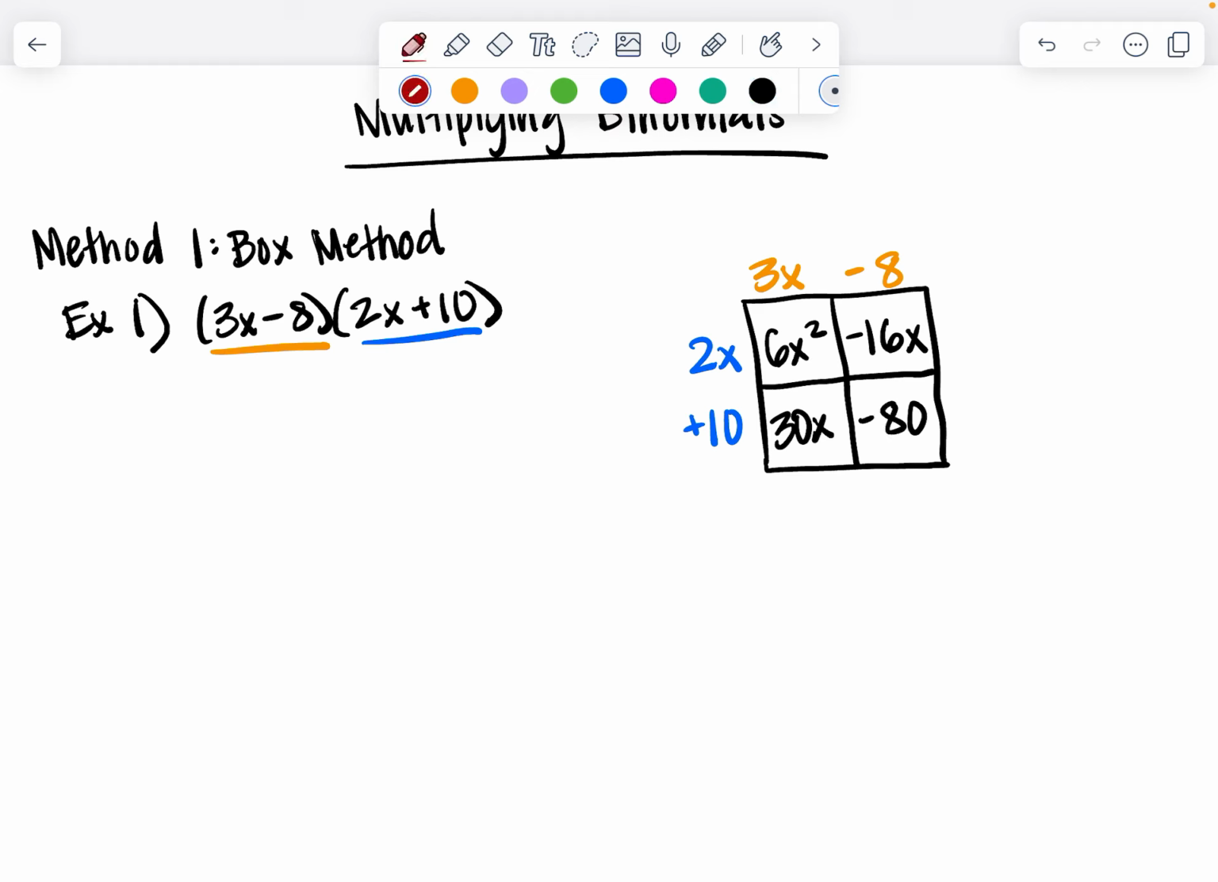Now you will end up with like terms. So we are going to add these together. So my answer is 6x squared plus 14x. Let me put this in red since I'm combining those. Minus 80.